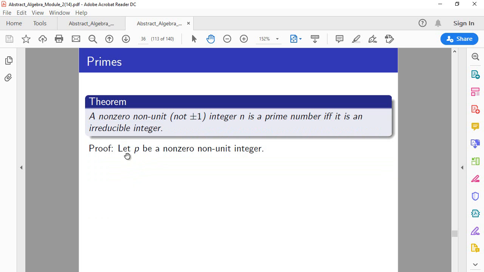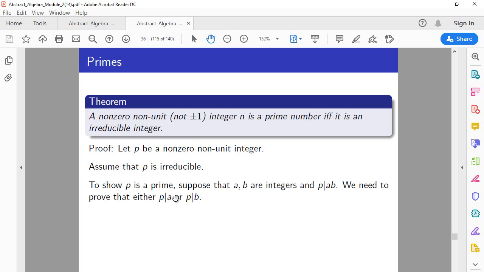This is an if and only if statement, so I'm going to prove only one direction of it. Let p be a non-zero non-unit integer, and we're going to assume that p is irreducible, and now we will try to show that p must be a prime number.